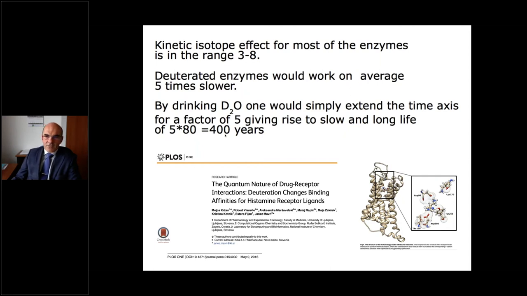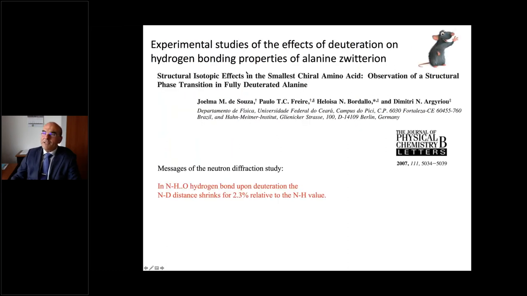As a first step in this direction, we simulated how the quantum nature of the nuclear motion would affect just the binding of ligands to the histamine receptor. That's again work of more or less Robert Vianello. Initially we were thinking to proceed with path integration, but then we found this neutron diffraction study where they stated that in the NHO hydrogen bonds, the ND distance shrinks 2.3 relative to the NH value, and then the NO distance elongates, and in the hydrogen bonding community, they call this the Ubbelohde effect.